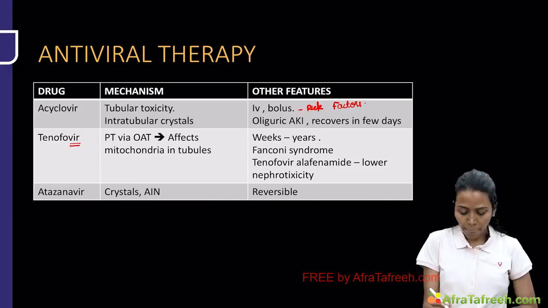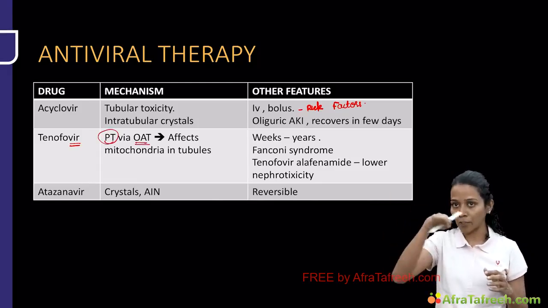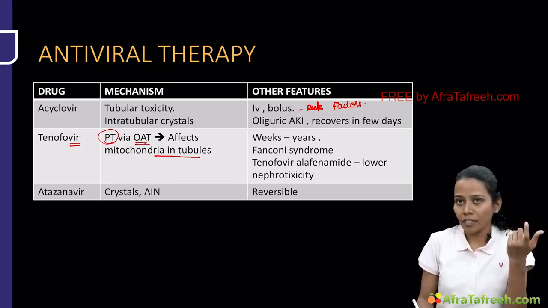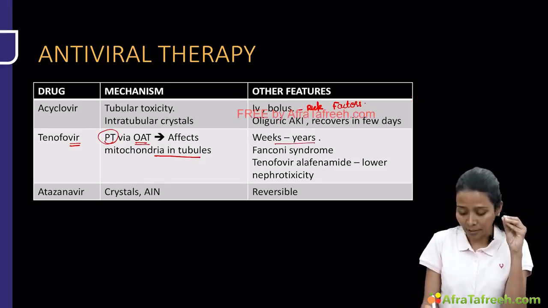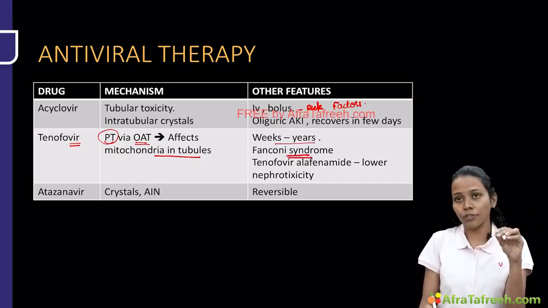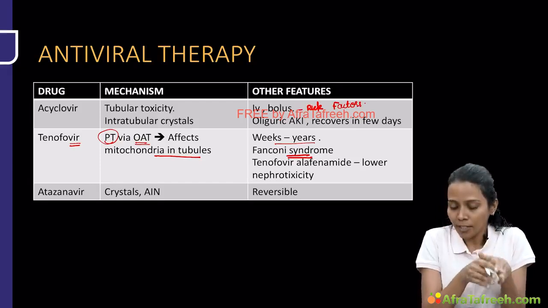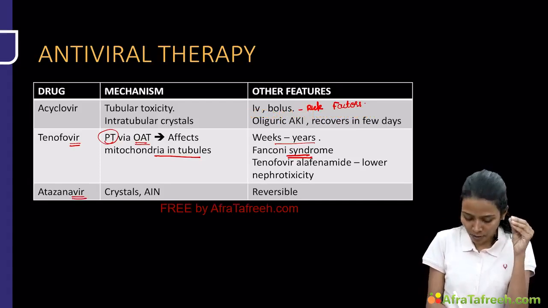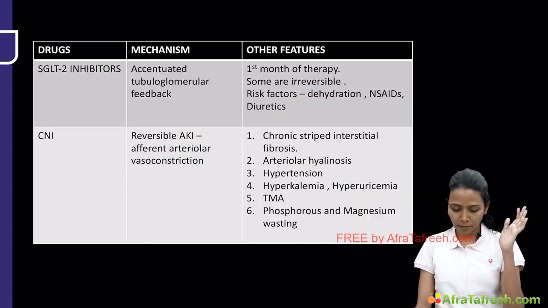Next is tenofovir. Tenofovir enters the proximal tubule via the organic anion transporter from the basolateral surface, and it affects the mitochondria in the tubules. Now, we mostly give this in retroviral patients, so it can happen weeks to years after starting the therapy. And it is known to cause Fanconi syndrome. We use a newer drug called tenofovir alafenamide, which has lower chances of acute kidney injury. Okay. Next is atazanavir. Atazanavir causes crystals and acute interstitial nephritis, and it is mostly reversible.